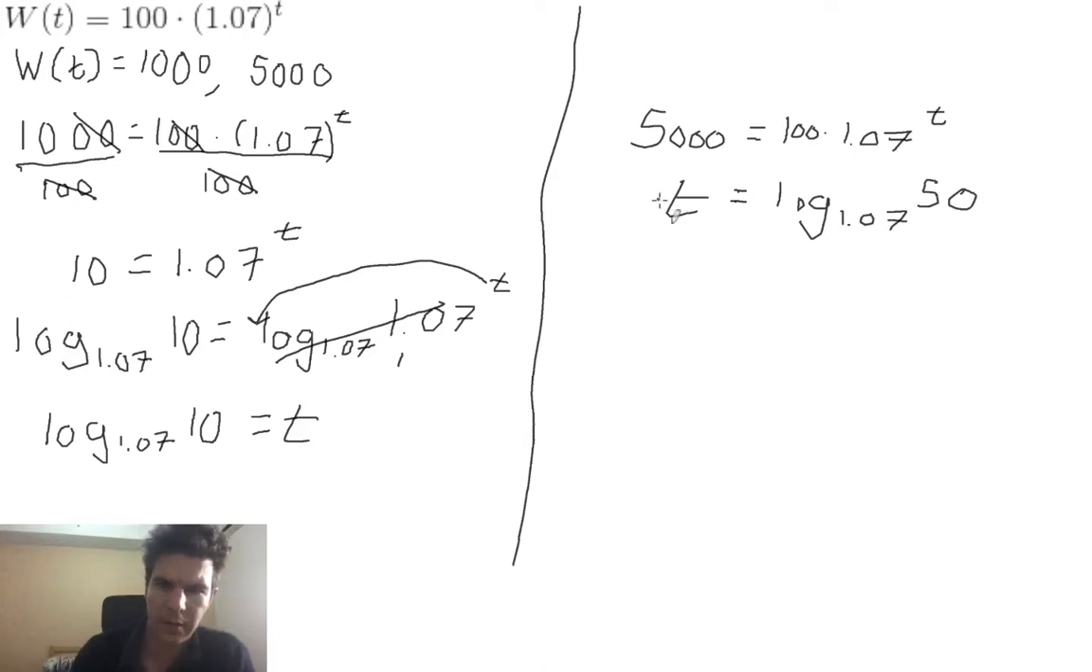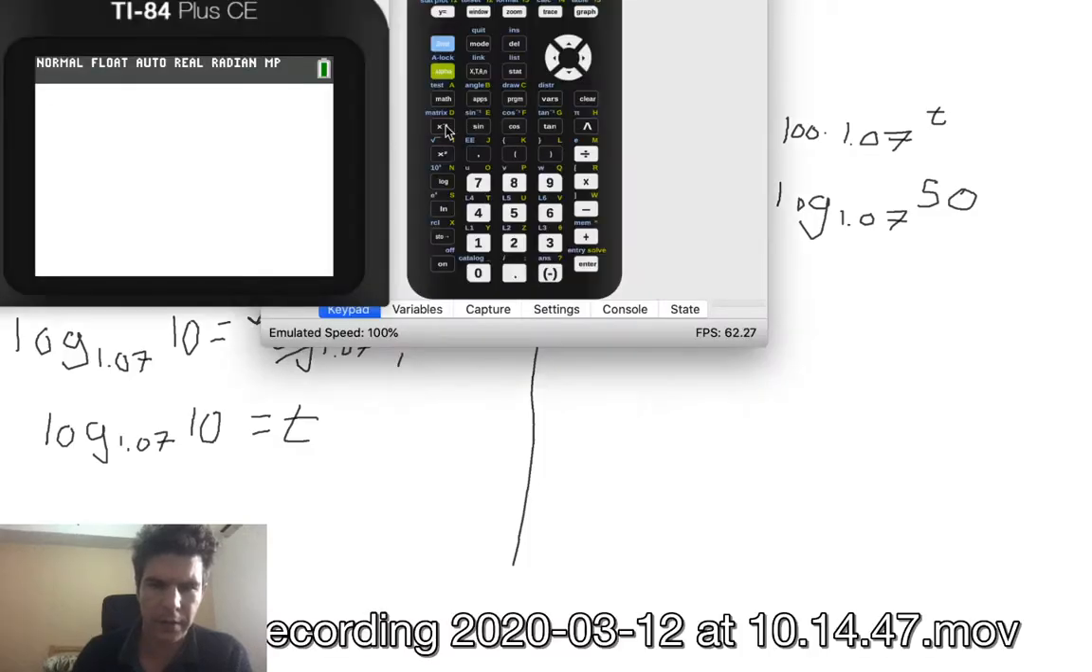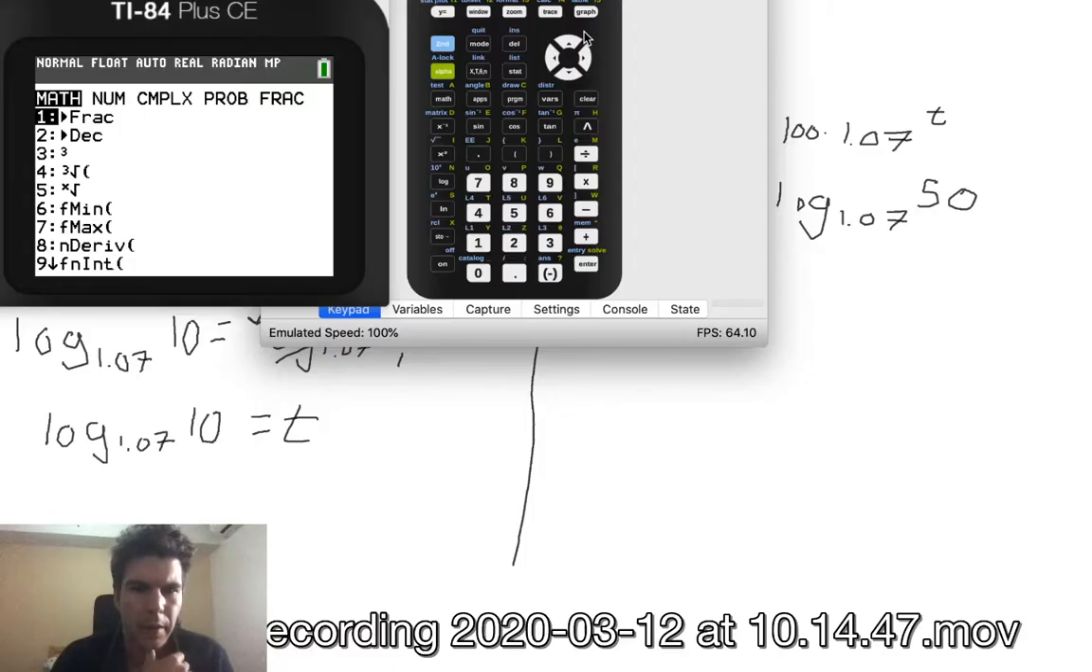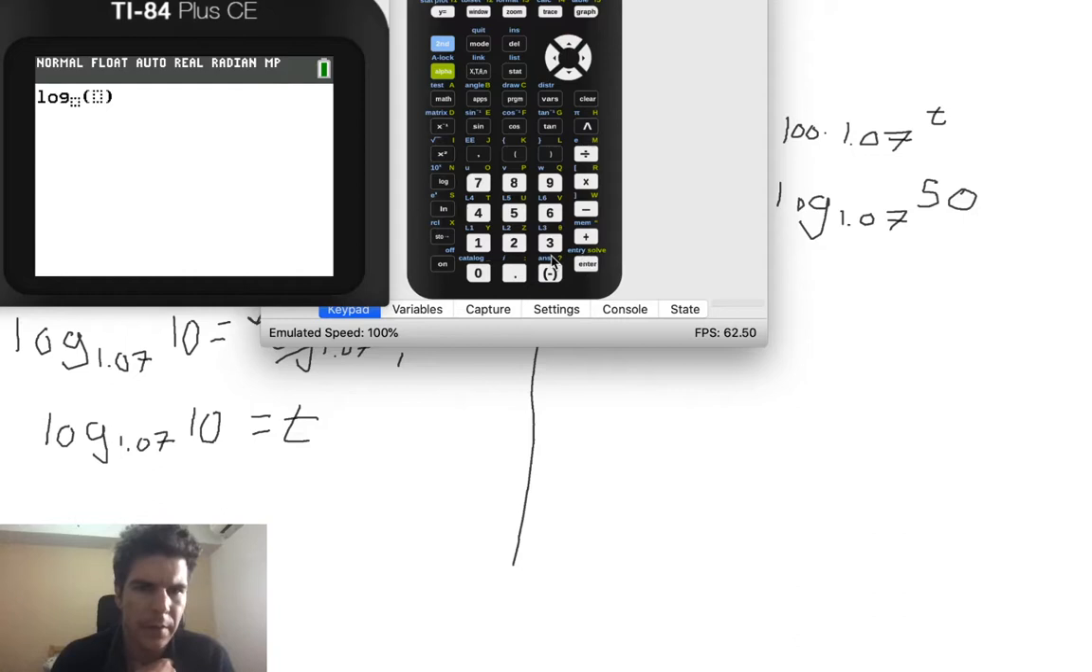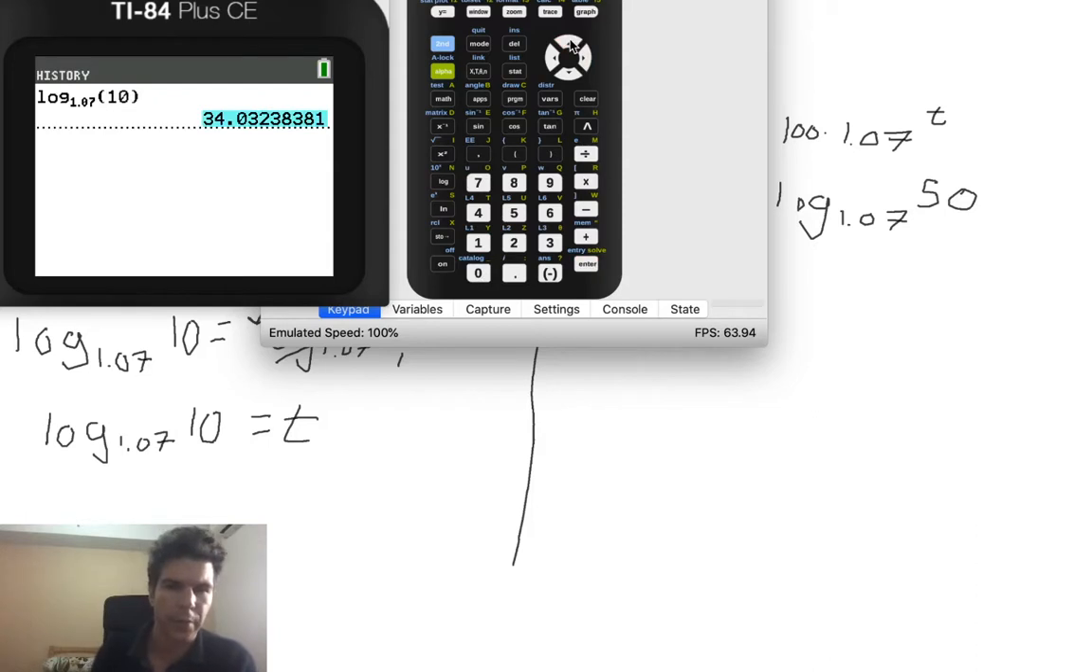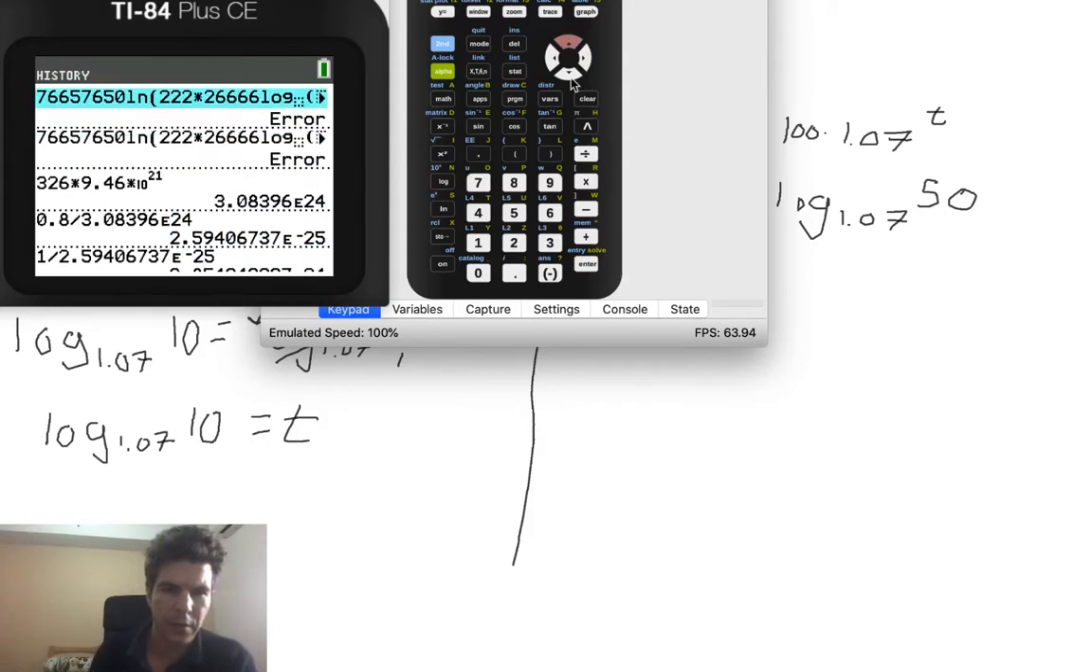And now let's get out that calculator to find these values. How do I open my calculator? There it is. So we click on math, and up there A is log base. So we're going to want a log base of 1.07 and put in our value 10 here. And you get 34.0.